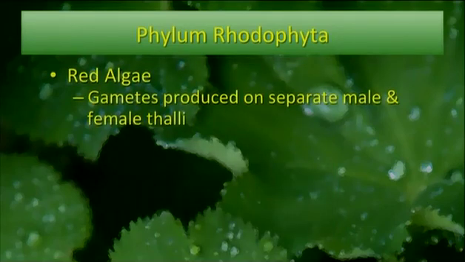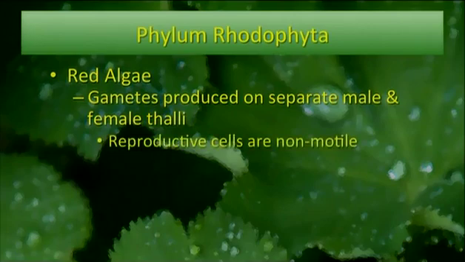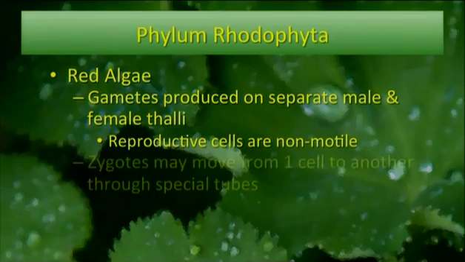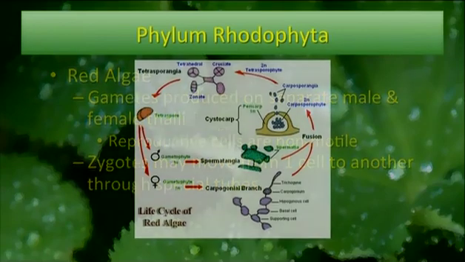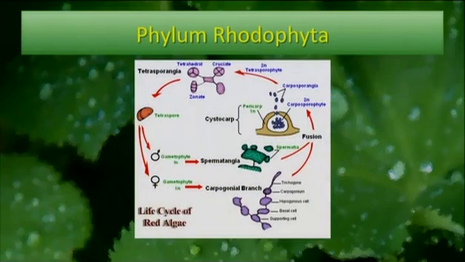The gametes are produced on separate male and female thalli. The reproductive cells are non-motile, which means the sperms are not flagellated. But the zygotes may move from one cell to another through special tubes. We see here.